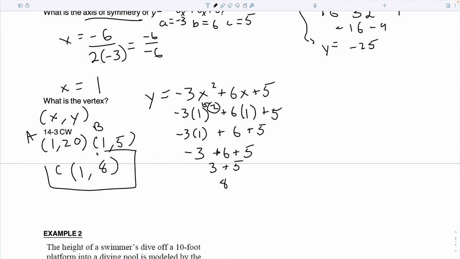Find your blunder. Anyone want to be brave and just point out where the blunder was? Sasha? The exponent here threw us off. Good. Make a note of that. 1 times 1 is 1. You do not do 3 times 3.